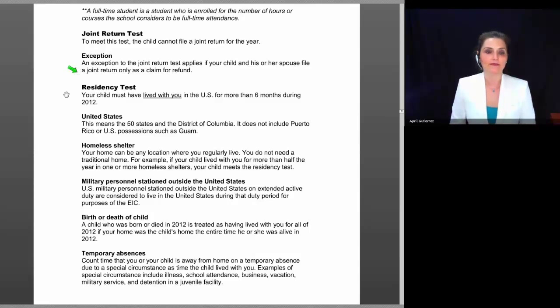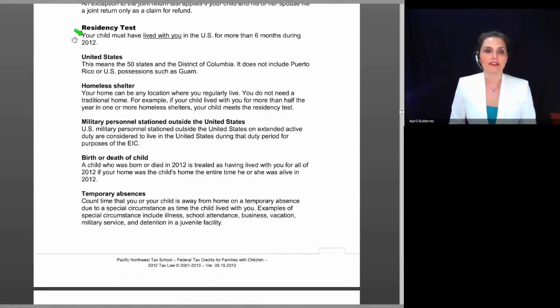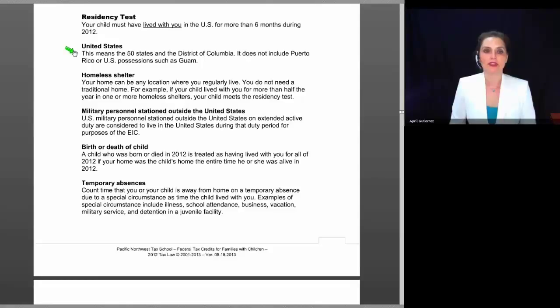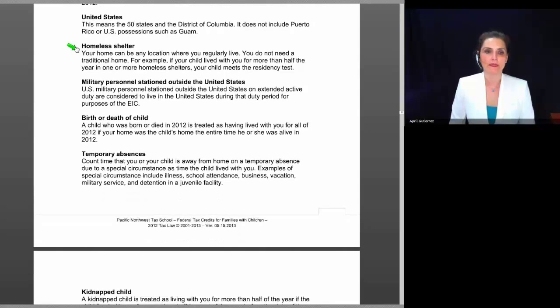Residency test. Your child must have lived with you in the United States for more than 6 months during 2012, and the United States means the 50 states and the District of Columbia, but it does not include Puerto Rico or U.S. possessions such as Guam. Homeless shelter. Your home can be any location where you regularly live, and you do not need a traditional home. For example, if your child lived with you for more than half the year in one or more homeless shelters, your child meets the residency test.